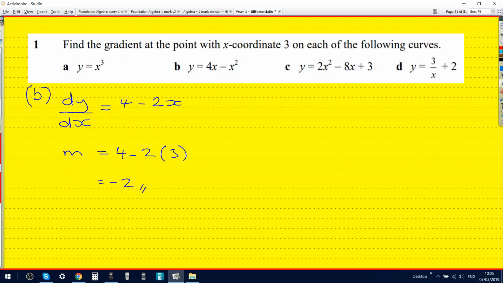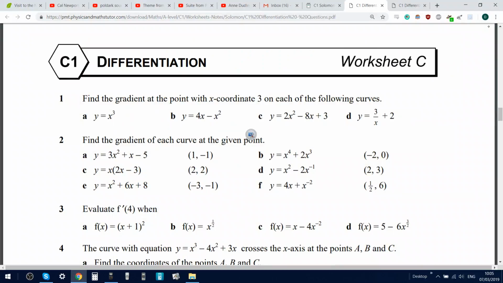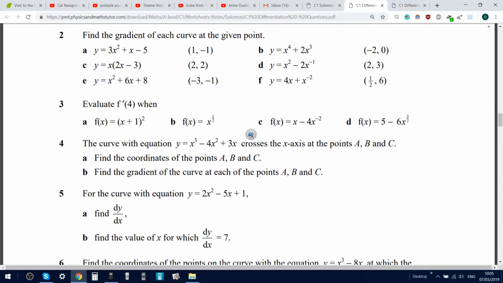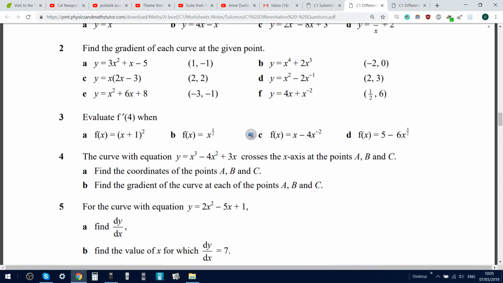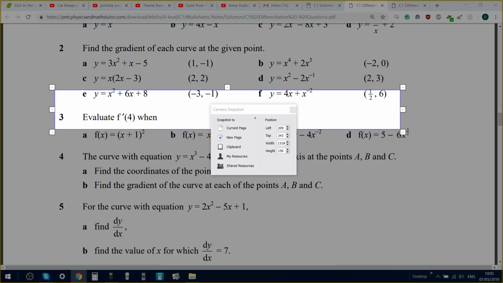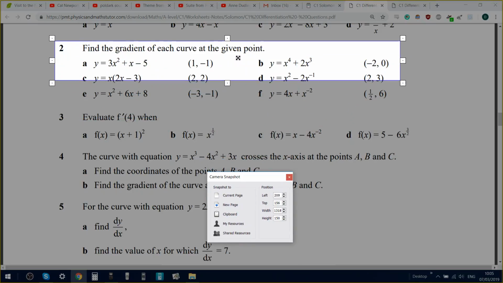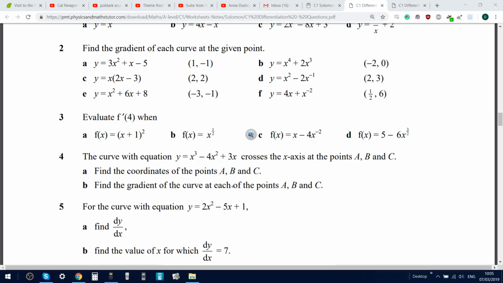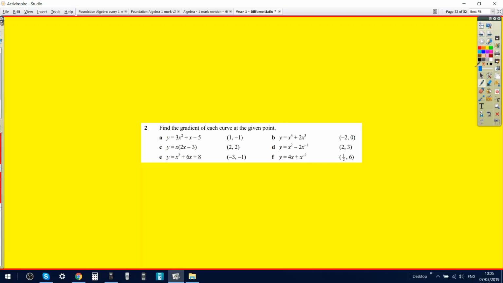Yeah. So the derivative is called the gradient function. It's a formula for finding the gradient of a curve at a point. This is kind of a little trick. 2a.